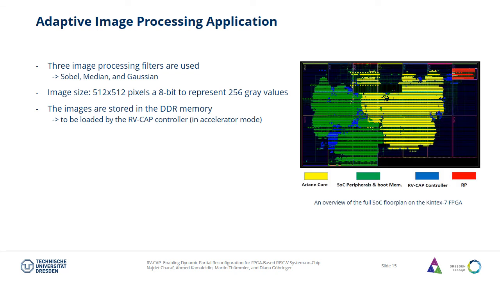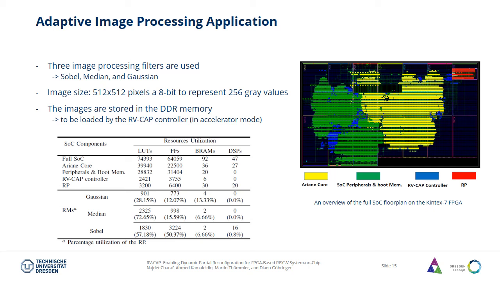The figure here shows us an overview of the full system-on-chip floorplan on the Kintex-7 FPGA. Here is the table for the resource utilization of the whole system on chip. Here we can see the RP size and each image filter, and here is the percentage utilization of the RP. And here we can see that the RVCap controller consumes only 3.25% of the total system-on-chip resources in terms of lookup tables and flip-flops.